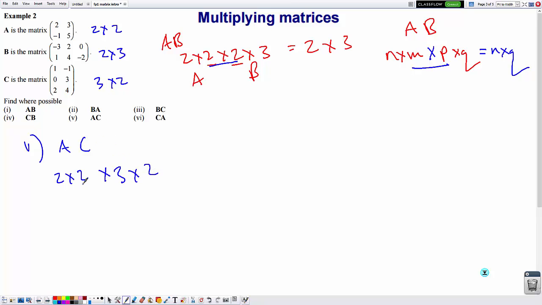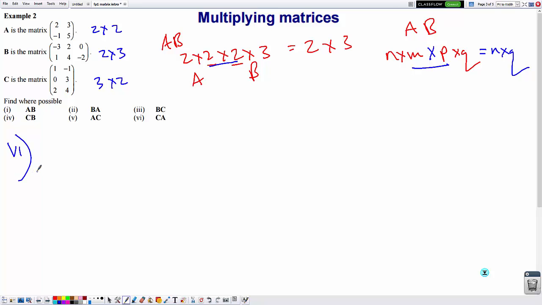Well, my number of columns doesn't match my number of rows in the second matrix, so we know this one doesn't work. So it doesn't exist. It's not equal to 0. It just doesn't exist. You can't actually multiply them together. So that's done. And let's go into now CA.